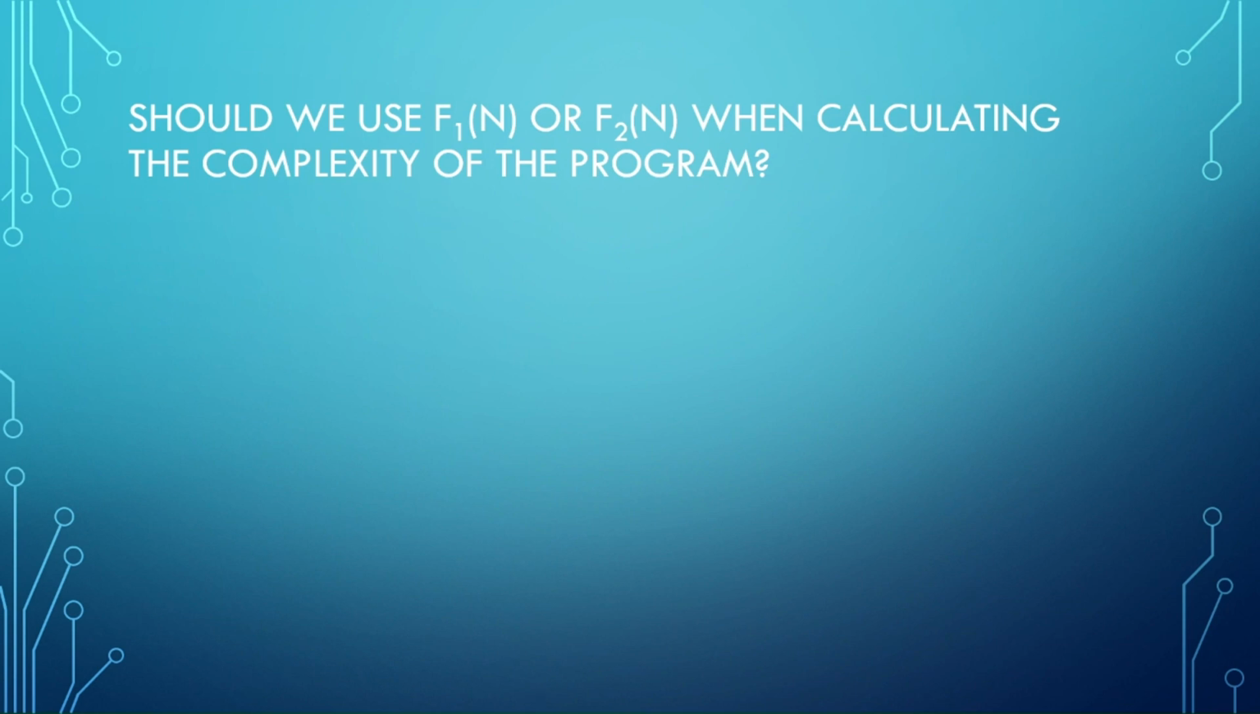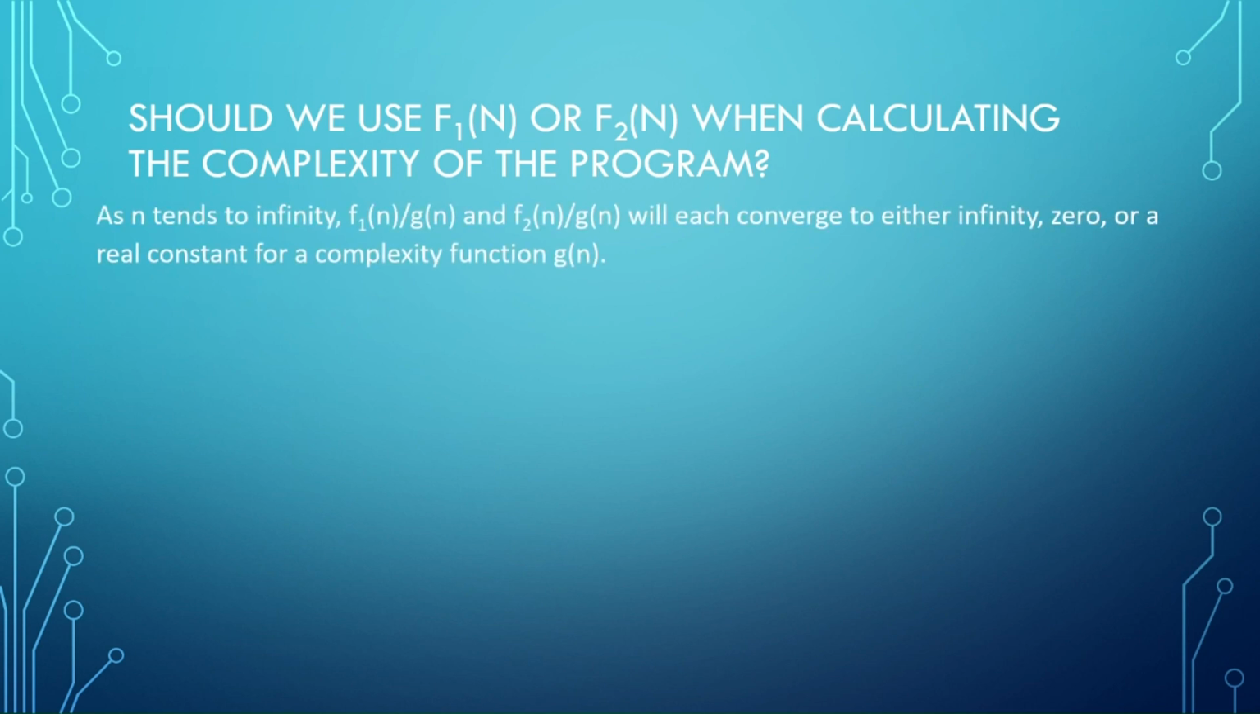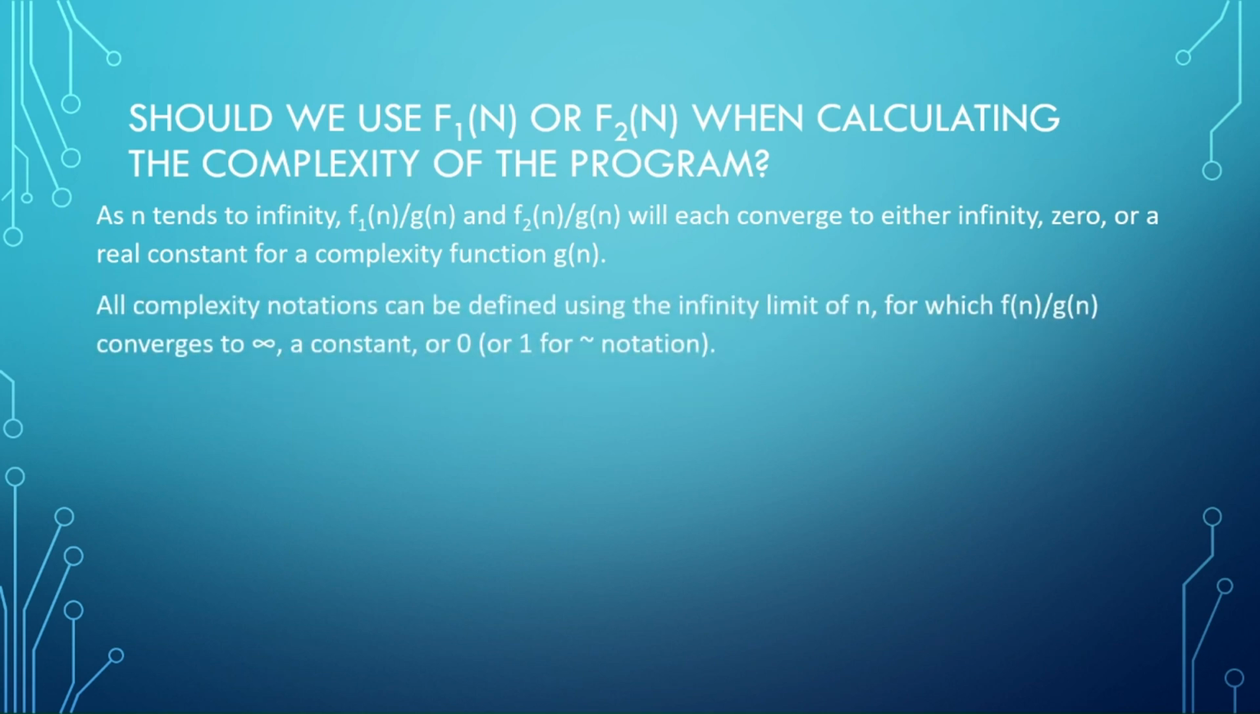So, hang on. The entire program contains both the f1 of n and f2 of n. Which one should we use when calculating the complexity of the program? As n tends to infinity, f1 of n over g of n and f2 of n over g of n will each converge to either infinity, 0, or a real constant, as the three scenarios from before, as for a complexity function. All complexity notations can be defined using the infinity limit of n.